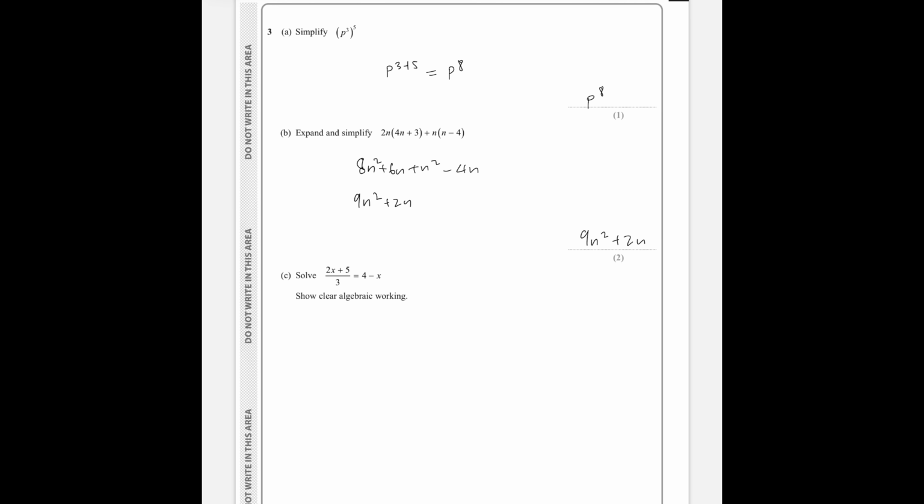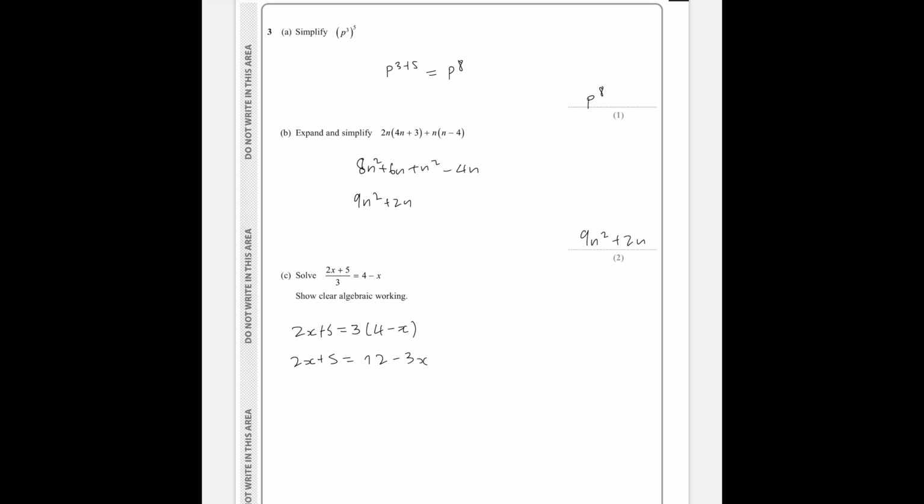Next, solve this. And this is quite simple because there's no squared terms, it's just x. All you have to do is rearrange x on one side. So what I'm going to do is multiply the right-hand side by 3 to get rid of the fraction. So it's going to be equal to 3 times 4 minus x, which means that 2x plus 5 is equal to 12 minus 3x.